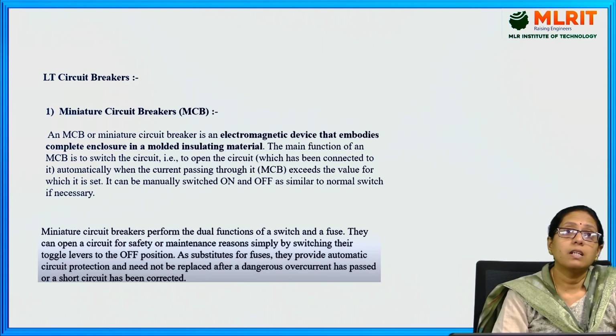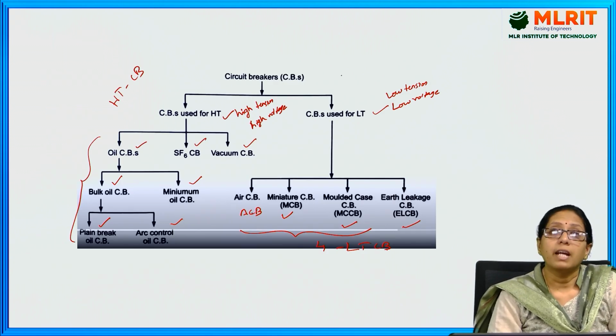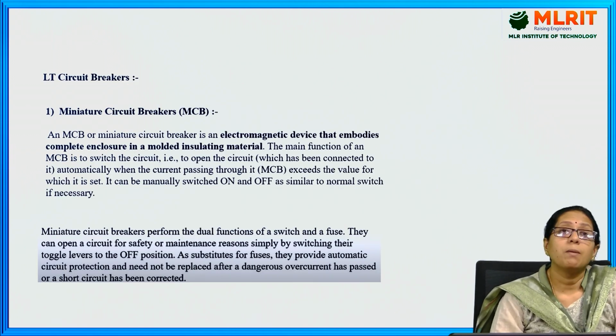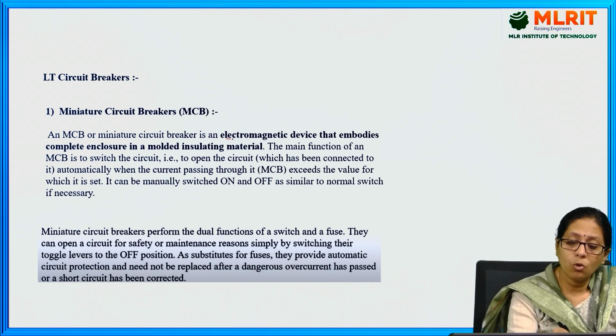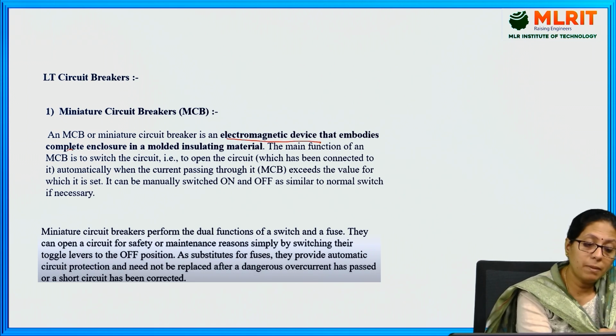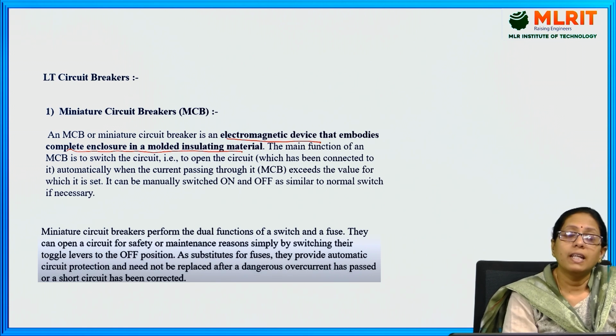LT circuit breaker. Under LT circuit breaker, we are having 4 different types, as we have seen: air circuit breaker, miniature circuit breaker, molded case circuit breaker, as well as earth leakage circuit breaker. So first one, MCB, that is miniature circuit breaker. Miniature circuit breaker is an electromagnetic device that embodies complete enclosure of molded insulating material.